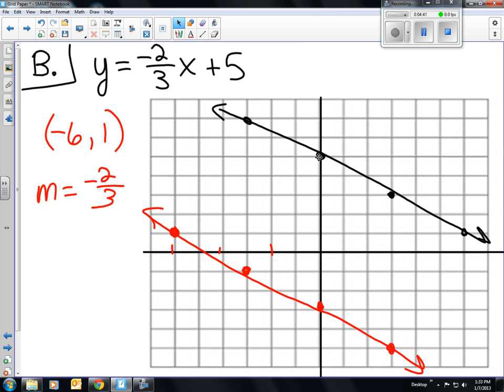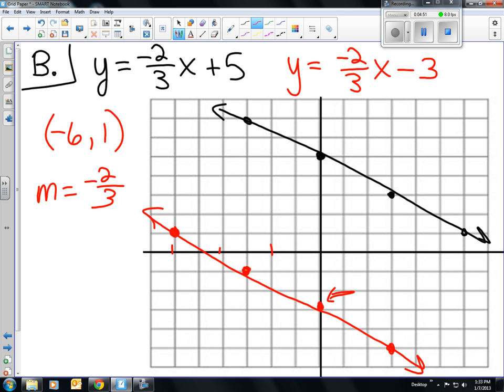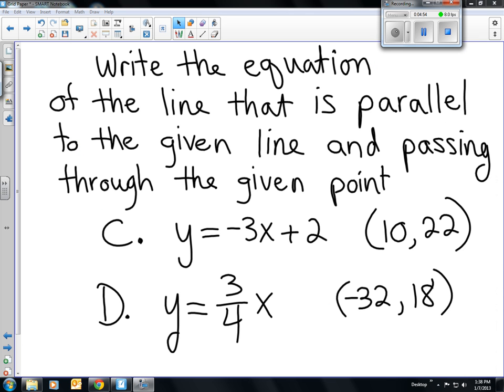So to write that equation of the line, we would say y equals negative 2/3 x, of course, because the slope has to be the same. And then our y-intercept is going to be negative 3, so minus 3 there. Now let's try two more problems, the same directions here. We're writing the equation of the line that's parallel to the given line and passing through the given point.